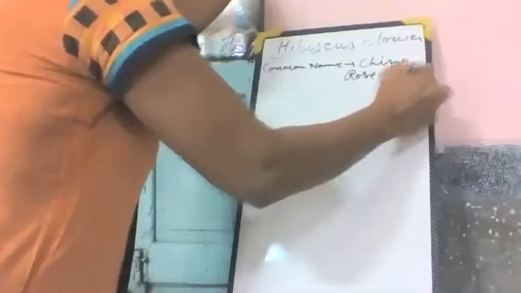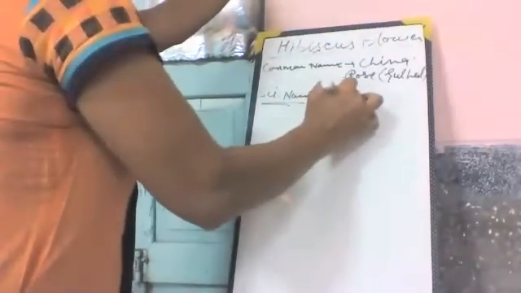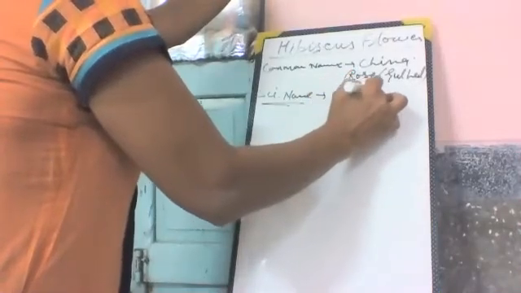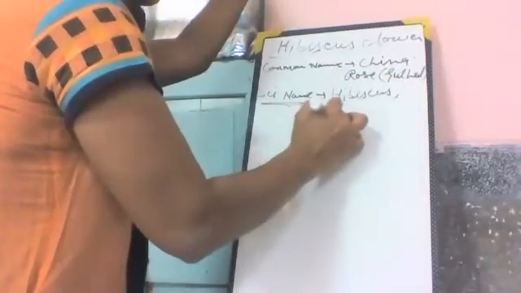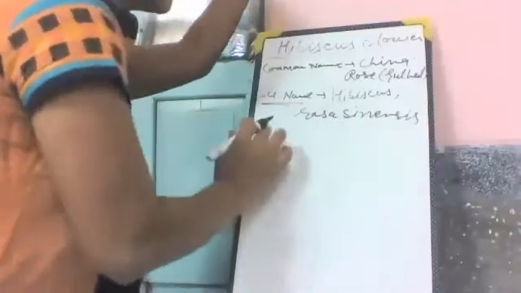China rose or Gudhal. You have seen this, a big red color flower, and it has this type of structure which is given in your book. You all have seen this. The scientific name of this flower is Hibiscus rosa-sinensis. This is the scientific name of the China rose flower.